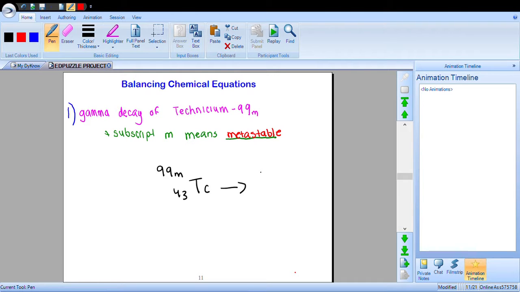Okay, we know that gamma decay has no particles and no mass. So it's written like this. Okay, when you combine: 99 minus 0 is 99. 43 minus 0 is 43, which is the exact same thing as technetium, and this is the balanced equation for gamma decay.